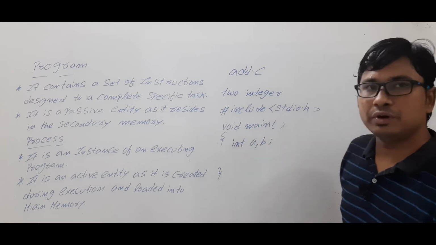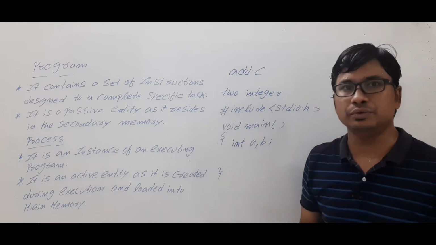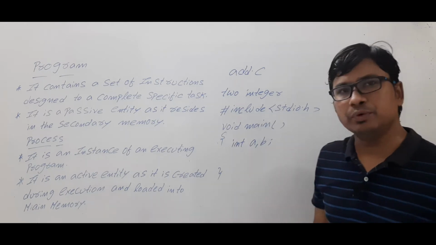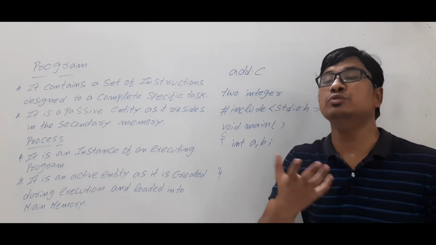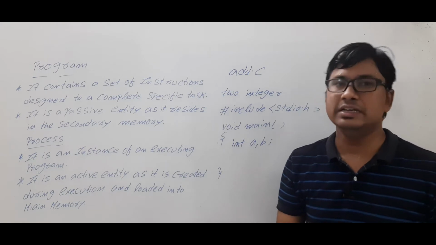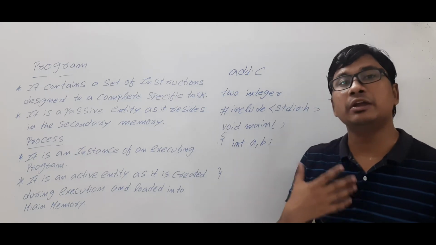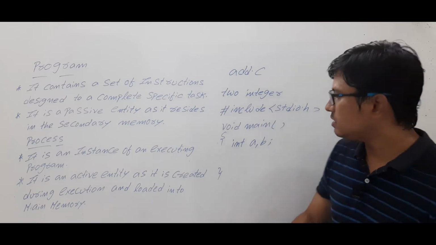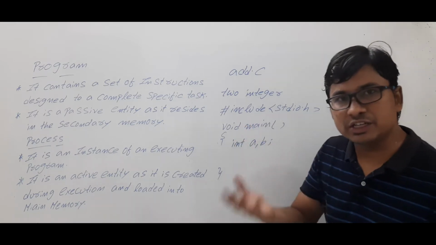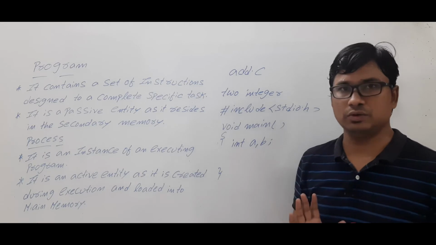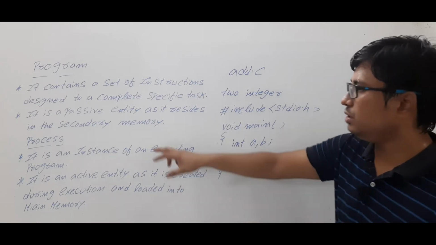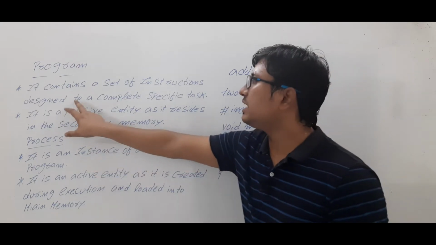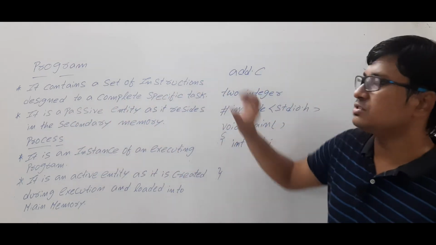Now this program is useful for you to perform the addition of two integers. Using the same program, can you perform the addition of two matrices? It is not possible. Similarly, using this same program, can you perform the multiplication of two integers? Not possible, because a program which is written for a specific task can do that task only. Am I right or wrong? So I can say that it contains a set of instructions designed to complete a specific task.